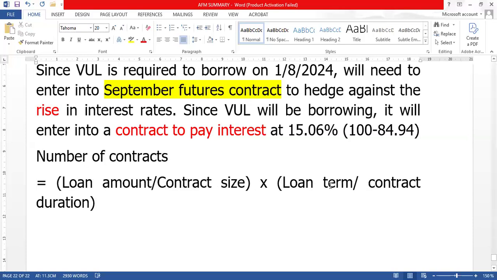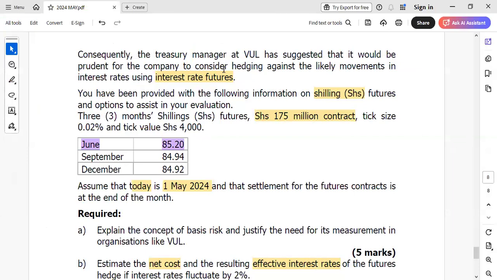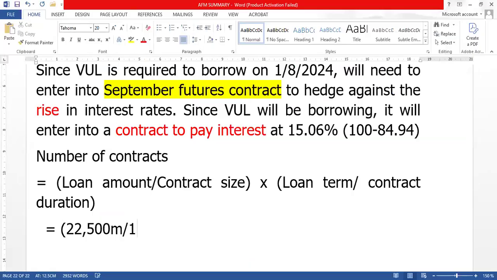The standard term of the futures. So that's what you do. Here, what am I going to do? What is my loan amount? Here it is 22,500 million divided by the contract size. What is the futures contract size? The one given, the one quoted: it's 175 million. Each contract is 175 million.